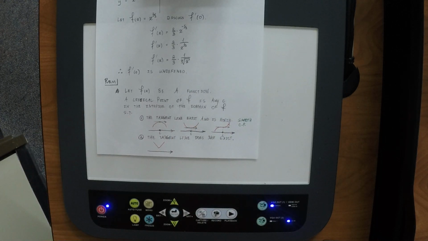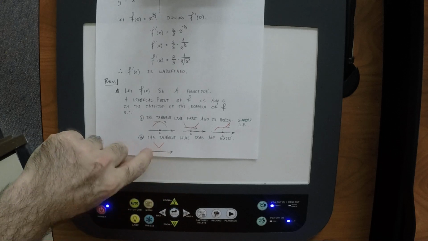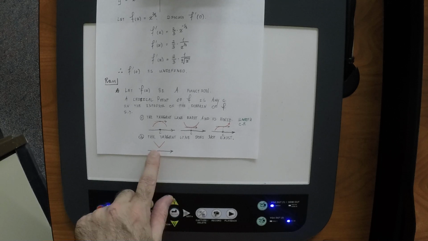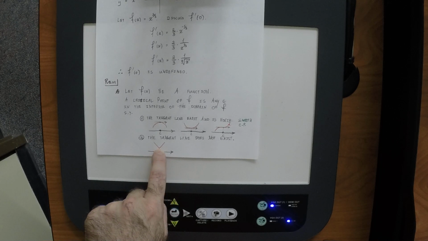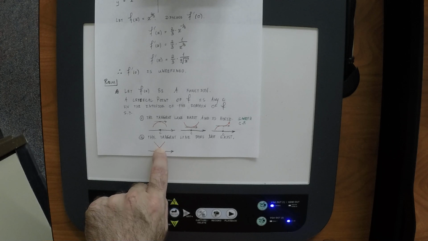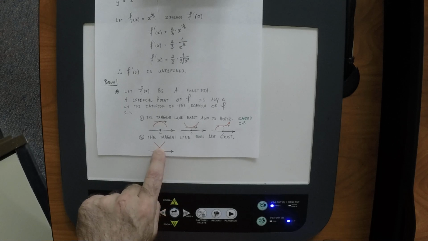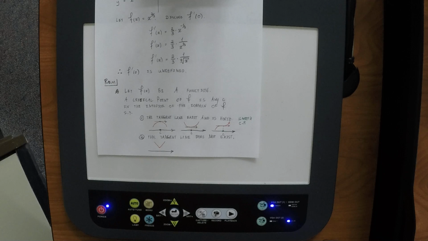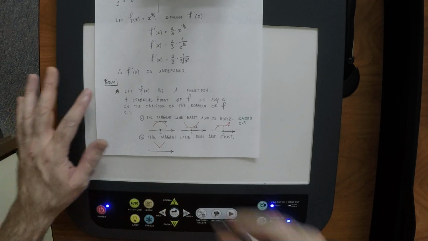At that pointy place, if you can imagine being a little one-dimensional creature walking around on the red world, where you can only look forward and backward, no matter how small you get, that point is never going to look flat. When I turn to the right, it looks like this, and when I turn to the left, it looks like that. It doesn't look flat, so there's no tangent there.